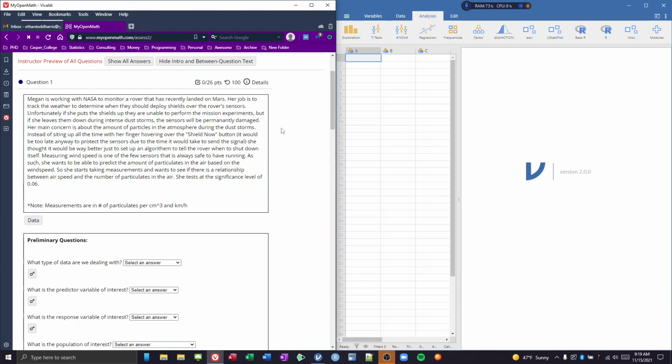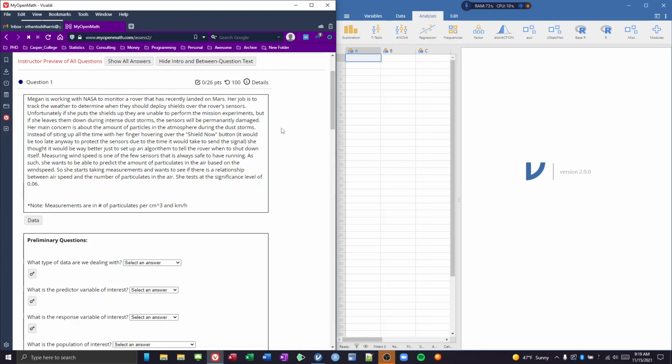Unfortunately, if she puts up the shields, they are unable to perform the mission experiments, but if she leaves them down during intense dust storms, the sensors will be permanently damaged. Her main concern is about the amount of particles in the atmosphere during the dust storms. Instead of sitting up all the time with her fingers hovering over the Shield Now button, it would be too late anyways to protect the sensors due to the time it would take to send the signal.